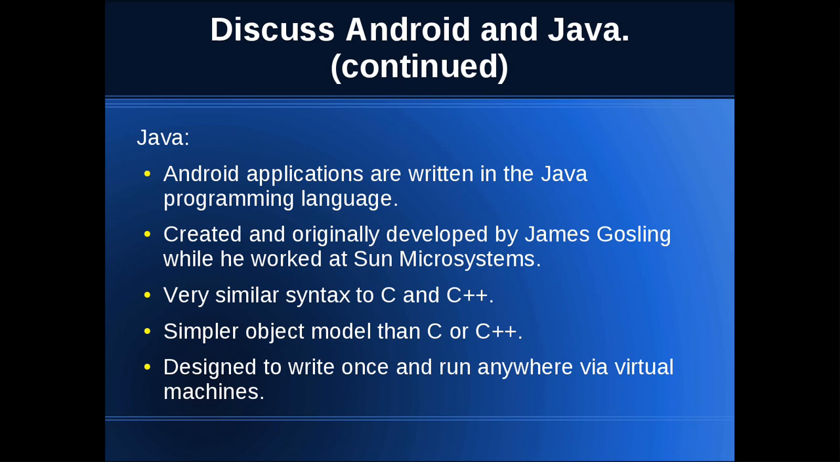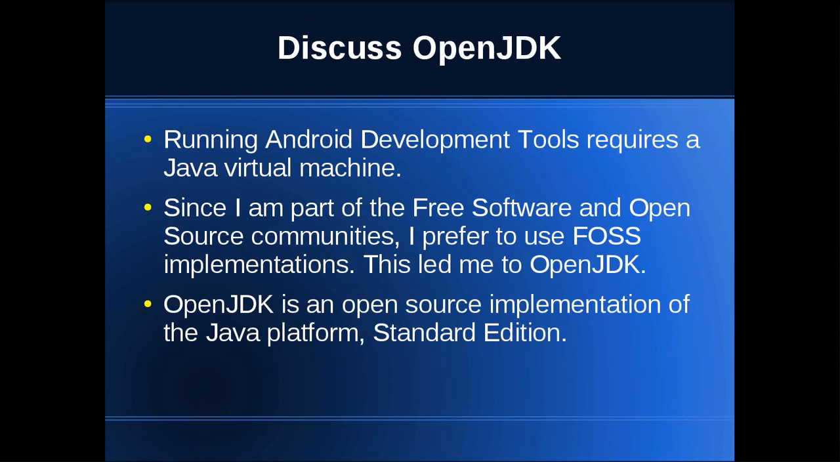Java has a simpler object model than C or C++, so if you're used to creating objects in C++ specifically, you might find Java a little bit easier. Java uses virtual machines, so Java is designed such that you write it once, and in theory, it should run the same pretty much on every platform. So you would have a virtual machine running in GNU/Linux, a different virtual machine running in Windows, a different virtual machine running in Solaris or one of the free BSDs, OpenBSD, Mac, and in theory, you write the code once and it should run the same.